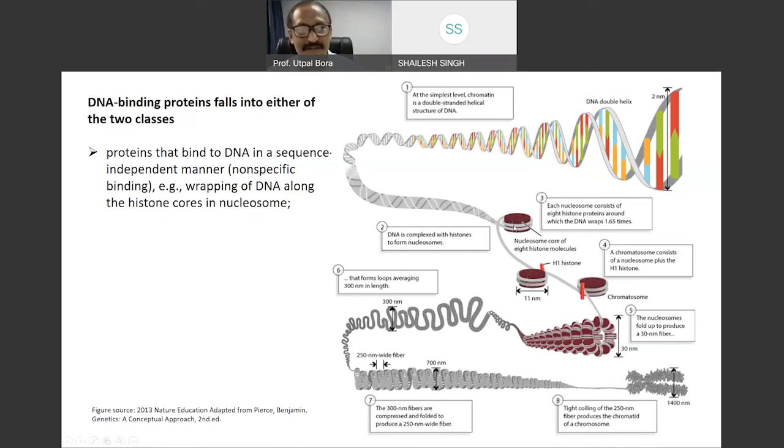These histones will not discriminate what DNA is coming to wrap around them. They will allow it to wrap around because they are not sequence specific.